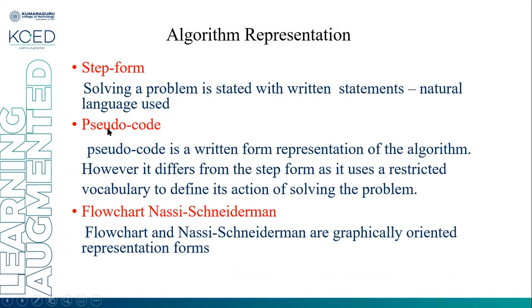Pseudocode is a combination of programming language and natural language. Programs are written in that form. The program is a written form representation of the algorithm. Pseudocode is also a written form representation of the algorithm. It is different from the step form as it uses a restricted set of vocabulary to define its action of solving a problem. So it's very easy to convert a pseudocode into a program, okay, because it has a restricted set of vocabulary.